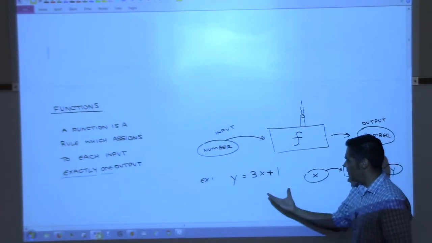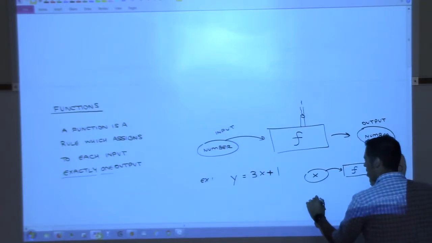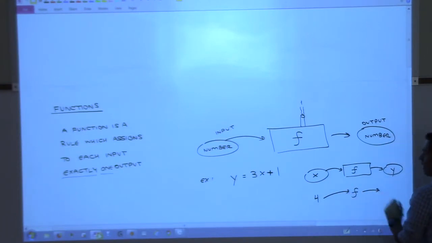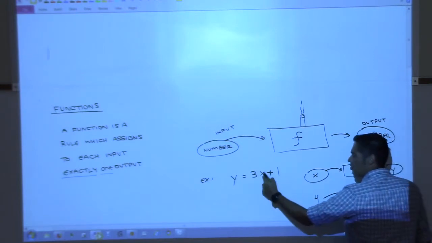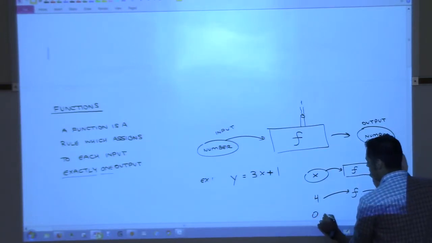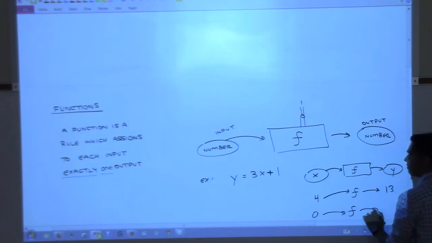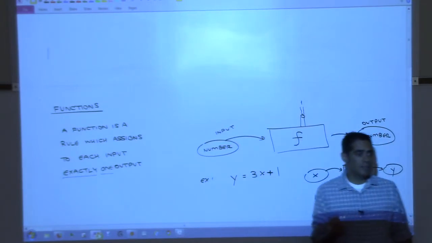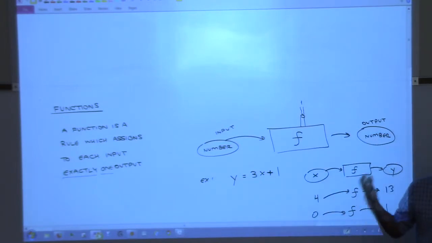So somebody give me an x value. 4. Okay, so you take 4, it goes through this machine, right? Through the function, and what does it come out as? So if you plug 4 in here for x, what is going to spit out of this machine? 13, right? 4 went in, 13 came out. And you could do that for any number. Plug in 0, send it through this machine, and what comes out? 1, right? So this is an example of a function. The input here is x. The output here is y. Do you all see that?